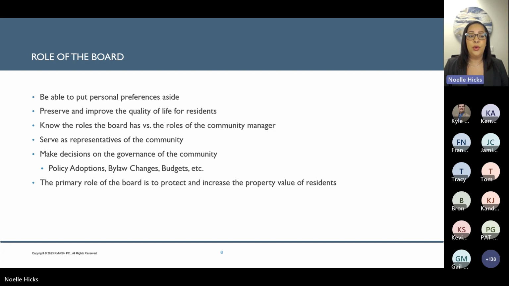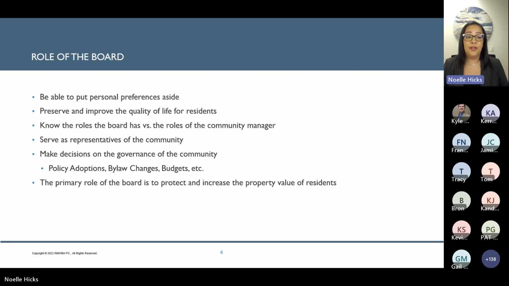The board should also know the differences in the roles between the board and the board members themselves versus the community manager, right? The community manager is there to assist the board in the governing and operation of the association. So those roles are not the same, and understanding the differences between those roles is really vital.